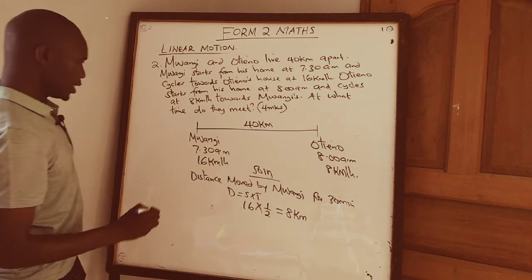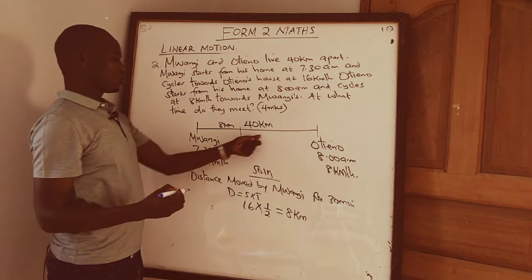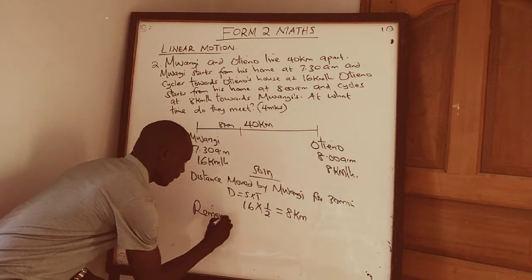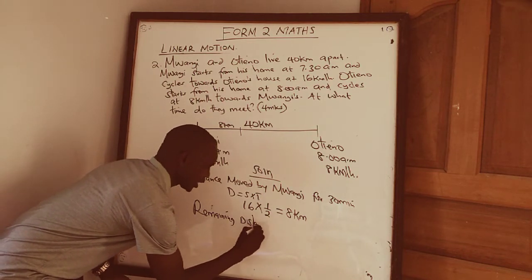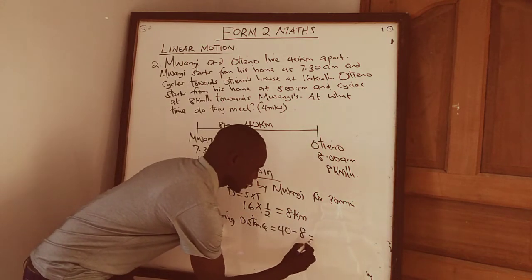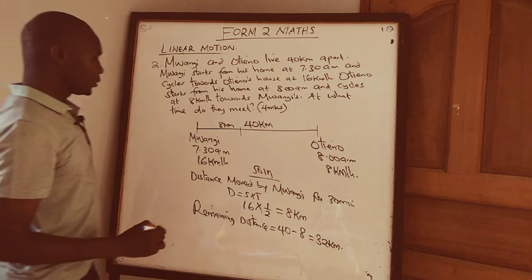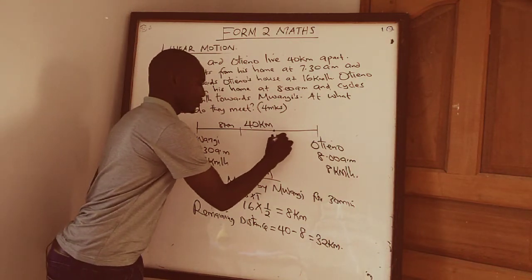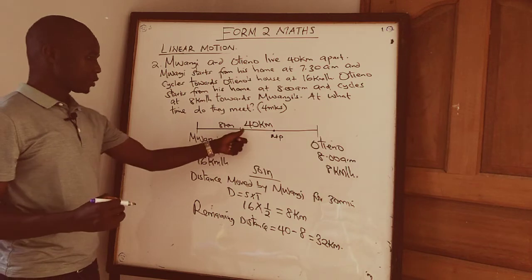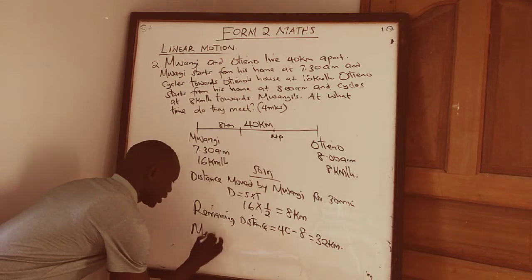That means Mwangi has cycled for 8 kilometers, and the remaining distance to be shared between the two is 40 minus that. Remaining distance, or distance to be shared, is going to be equal to 40 minus what Mwangi has covered, which is 8, and this gives us 32 kilometers. Then these people are going to meet somewhere here, at the meeting point, but we need the time they met. Since now they are competing for the distance in between them, we need to calculate what we call meeting time.